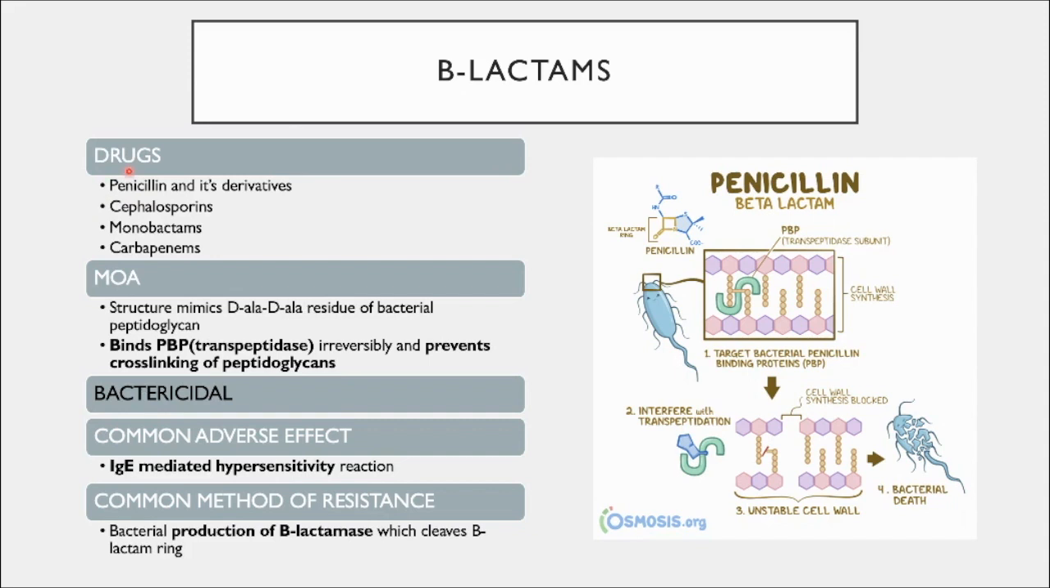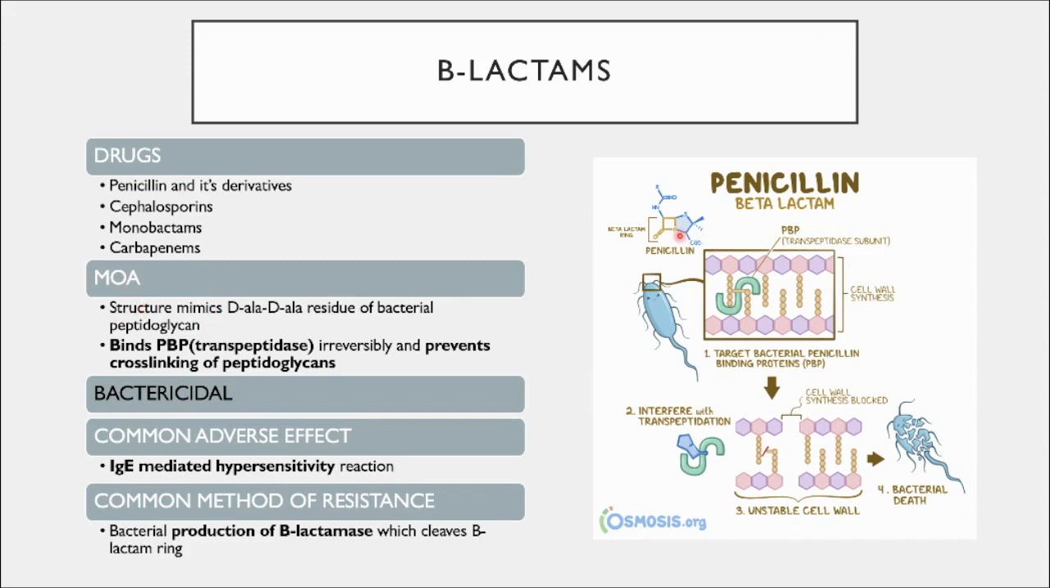So penicillin is the prototype beta-lactam, but all of these other ones are derived from penicillin and incorporate this beta-lactam ring. So cephalosporins, monobactams, carbapenems, they all have this basic structure, and then everything else is just there to kind of give them better resistance against bacterial resistance.